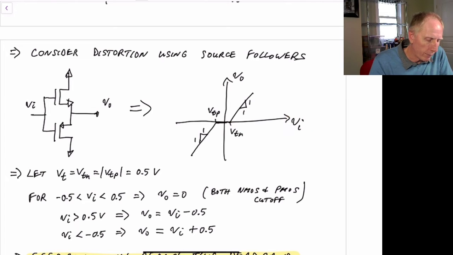So what we have is this deadband region right here, but when the NMOS turns on, then this follows with roughly a gain of 1. When the PMOS turns on and we go to a very negative voltage, this follows with roughly a gain of 1 as well.